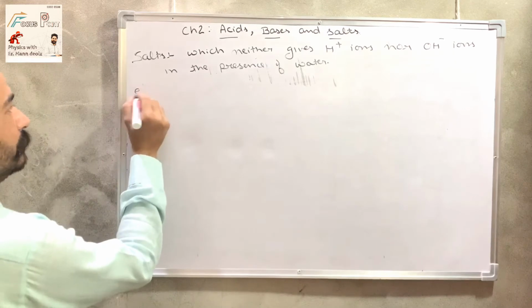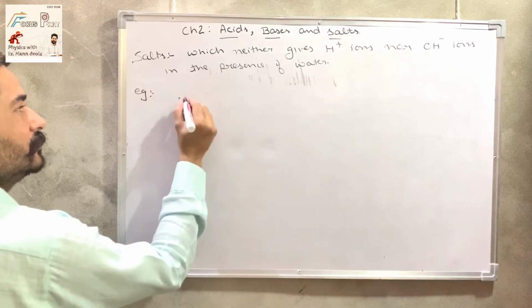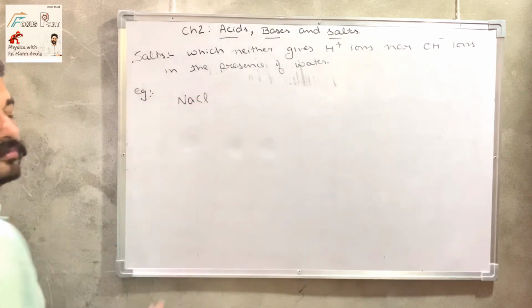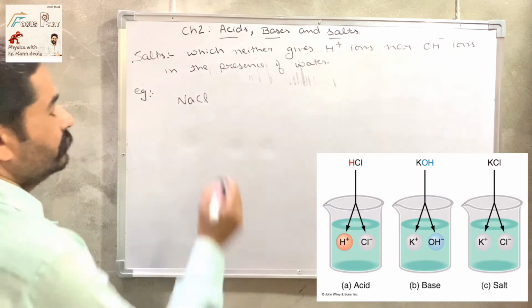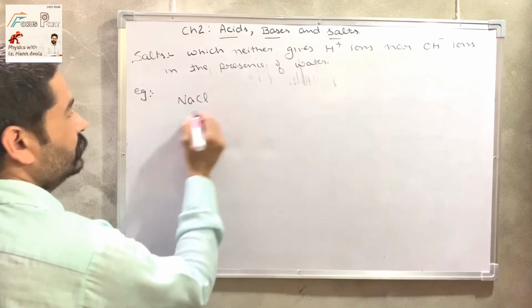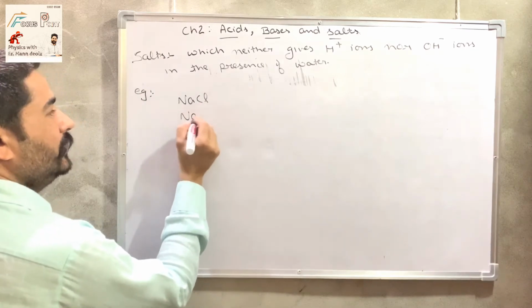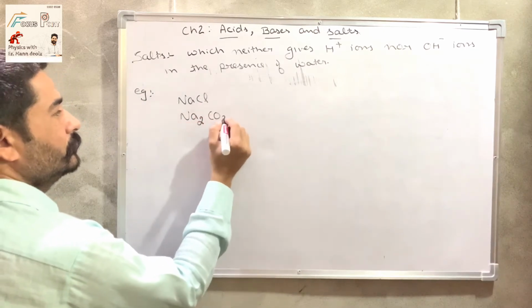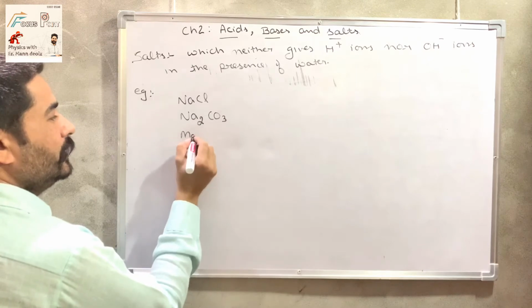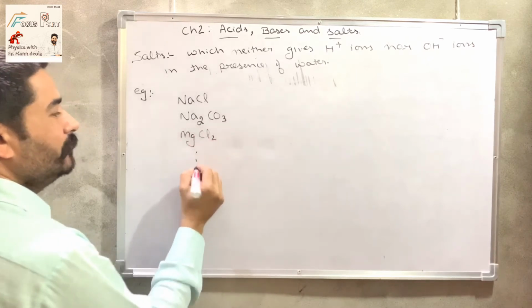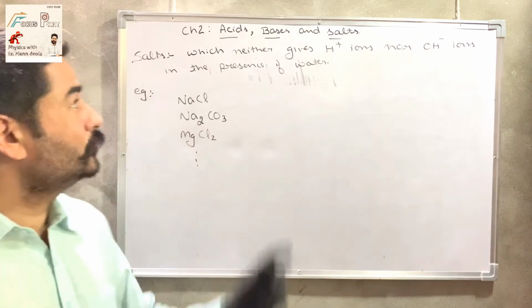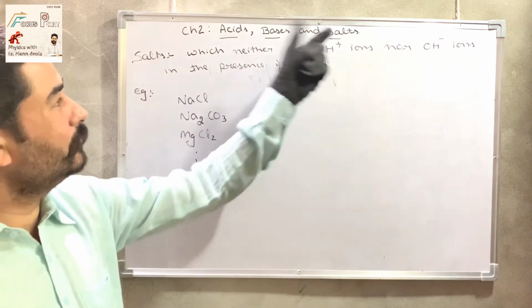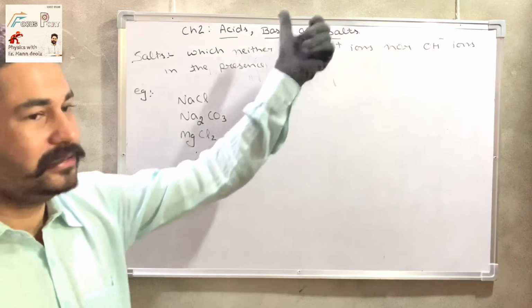Examples like sodium chloride: it does not contain H plus or OH negative. It is a common salt. Then sodium carbonate, magnesium chloride. There can be many salts we will be doing in this chapter. So from these three terms we come to know what are acids, bases and salts.